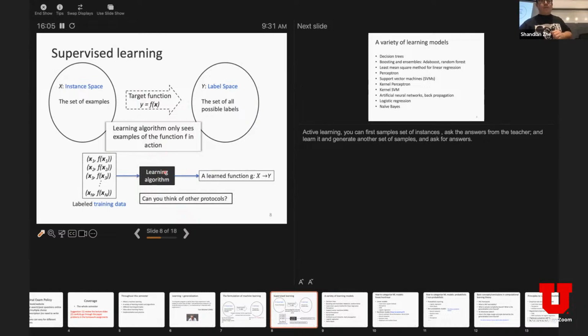So a learning algorithm should give you a learned function g, which is also a mapping from the instance space X to the label space Y. This is called a hypothesis. So you can imagine the searching is over a hypothesis space, which contains many candidate functions. You are going to pick one of them as your learning result.